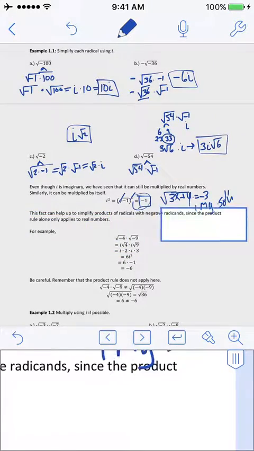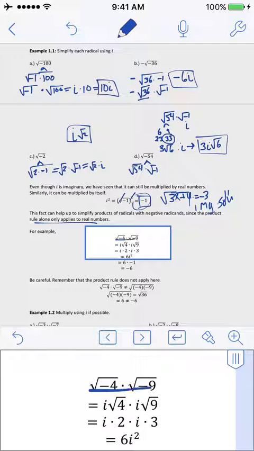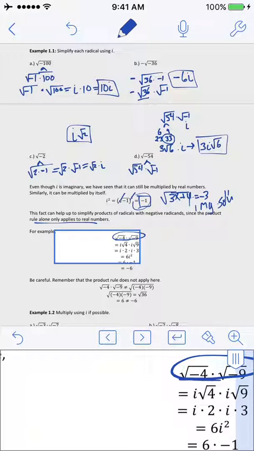Important to note, product rule only applies to real numbers. I'll say it one more time. Product rule only applies to real numbers. Neither one of these is a real number: square root of negative 4 and square root of negative 9. These are not real. That doesn't mean they're not cool.